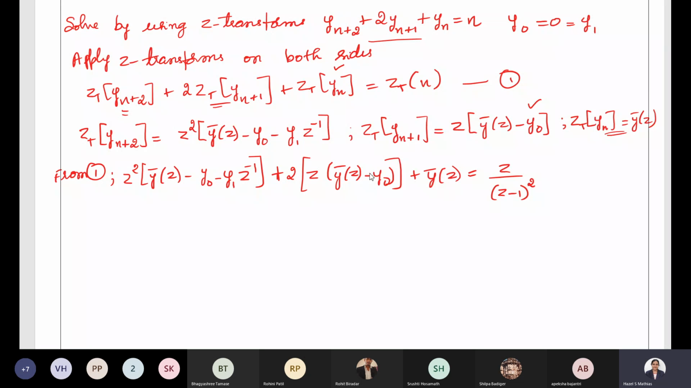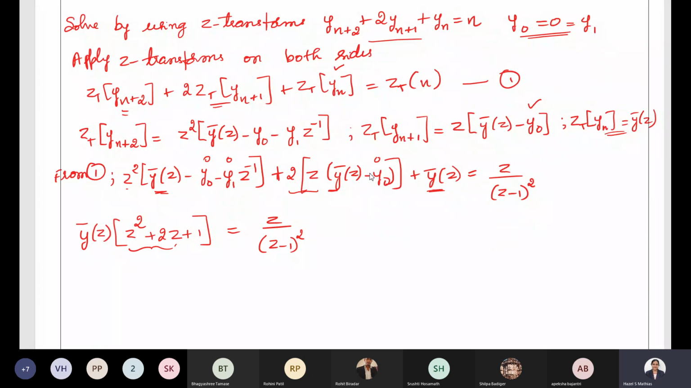In the next step, we collect all the coefficients of y bar of z. The coefficient of y bar of z: in the first term we have z square. In the second expression, it is y bar of z into 2z, so we have plus 2z. Then the coefficient of y bar of z is 1. So we have z square plus 2z plus 1. Then what else is remaining? We are given the initial conditions, both y0 and y1 are 0, so the rest of the terms will be 0. So we get z divided by z minus 1 whole square.